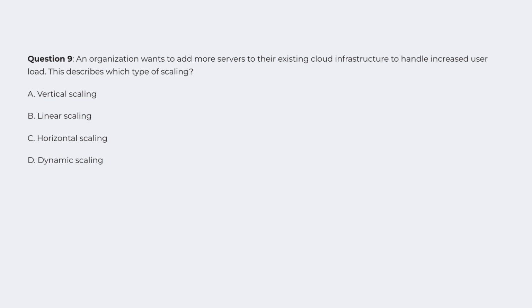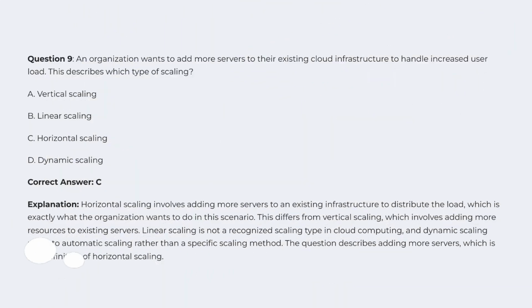Correct answer: C. Explanation. Horizontal scaling involves adding more servers to an existing infrastructure to distribute the load, which is exactly what the organization wants to do in this scenario. This differs from vertical scaling, which involves adding more resources to existing servers. Linear scaling is not a recognized scaling type in cloud computing, and dynamic scaling refers to automatic scaling rather than a specific scaling method. The question describes adding more servers, which is the definition of horizontal scaling.